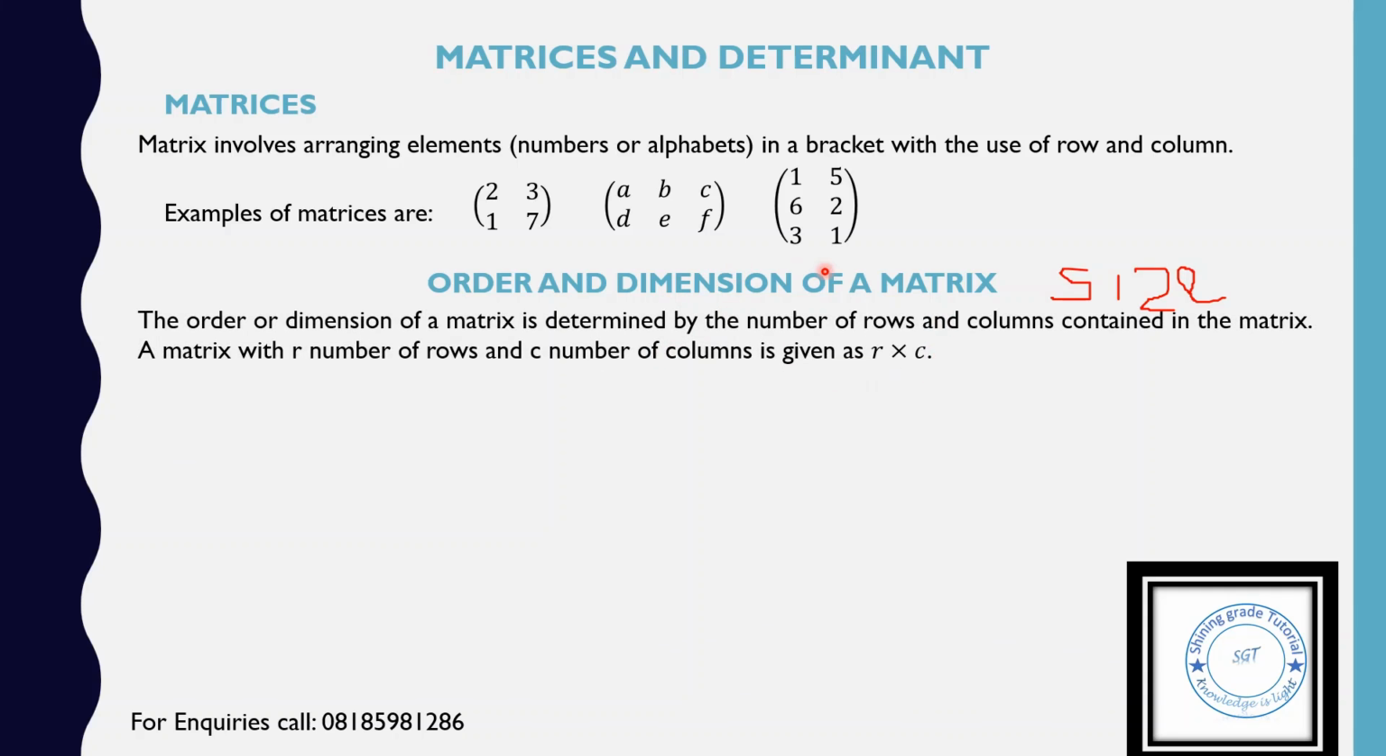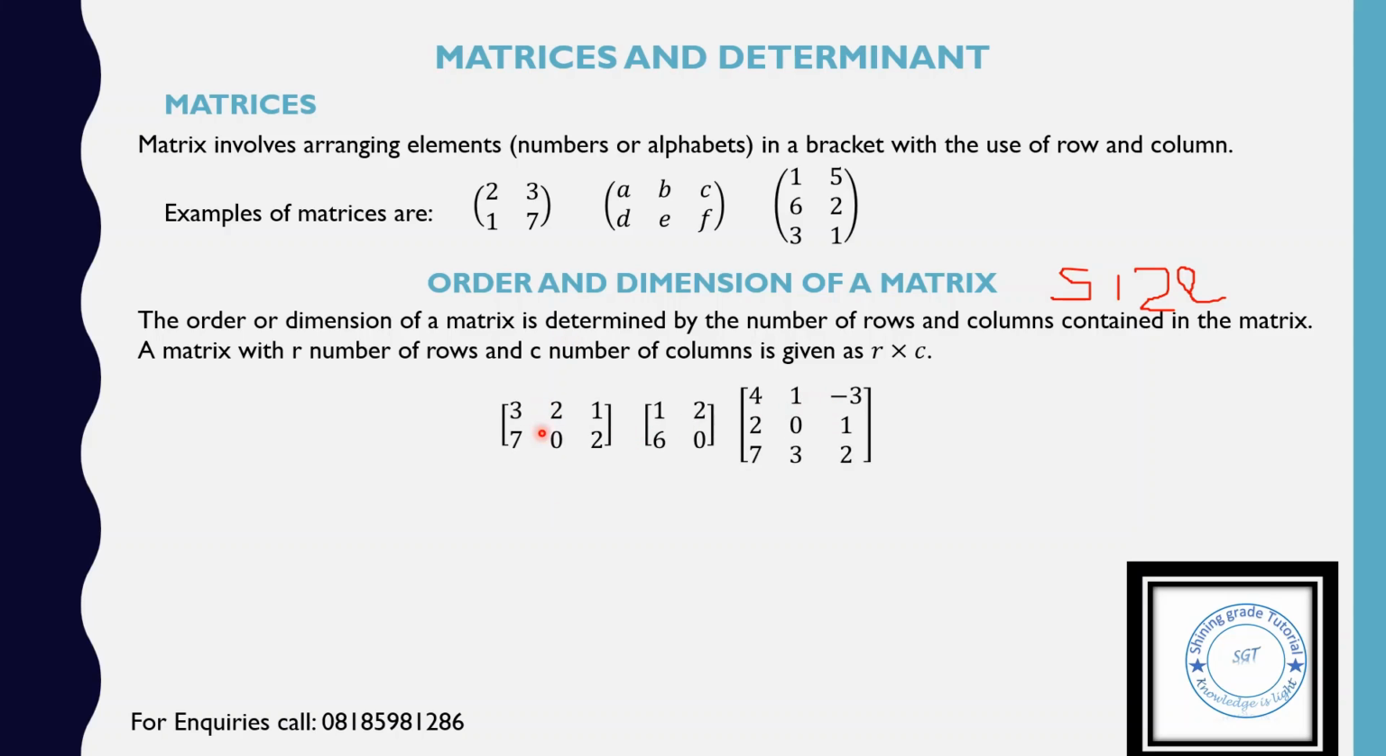The order or size of a matrix is basically determined by the number of rows and columns found in the matrix. For example, when we have a matrix with R number of rows and C number of columns, the order will be given as R by C. The sign here is called "by", so it's called R by C.